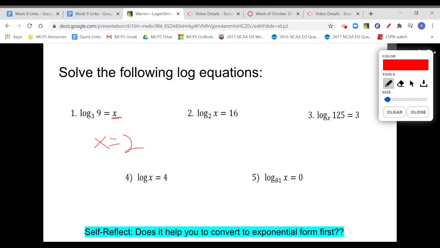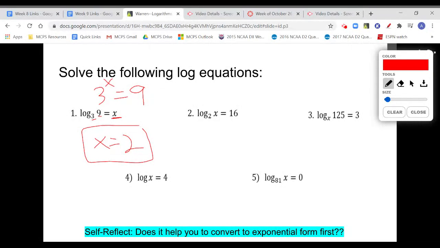And if I want to rewrite this in exponential form to make it easier, I'm thinking log base 3 of 9 means how do I get from 3 to 9? I raise it to the x power, right? So that helps me write it in exponential form, and then I can see, oh yeah, 3 to the second power would give me 9. So x is going to be 2.